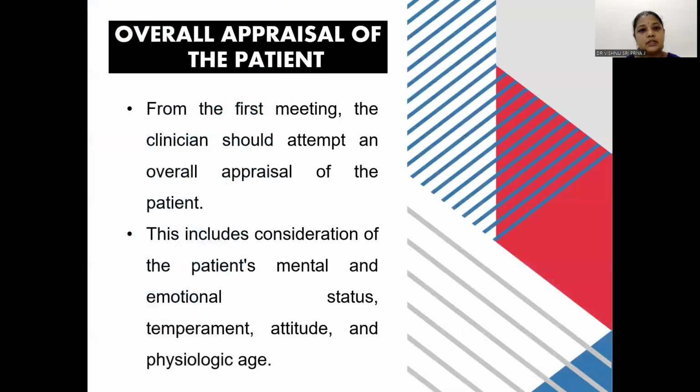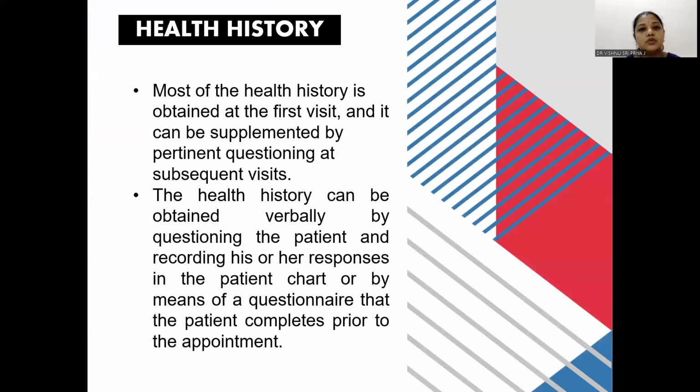So, coming to overall appraisal of the patient, from the first meeting, the clinician should attempt an overall appraisal of the patient. That is, we should be able to judge the patient's mental and emotional status, temperament, attitude, and physiologic age. In case of health history, most of the health history is obtained at the first visit, and it can be supplemented by pertinent questioning at subsequent visits.